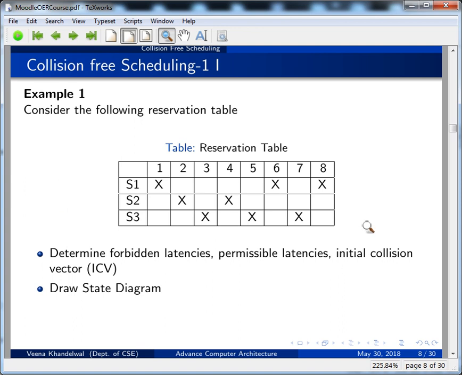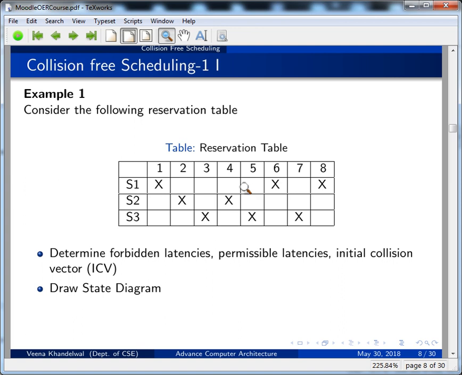Hello, I'm Veena Khandelwal. In this video, we will learn how to find forbidden latency, permissible latency, initial collision vector, and draw state diagram. We are given a reservation table.